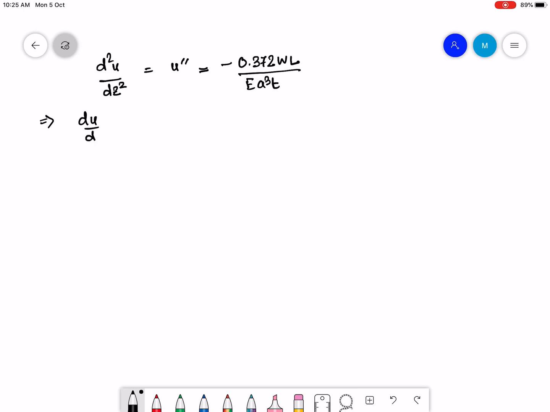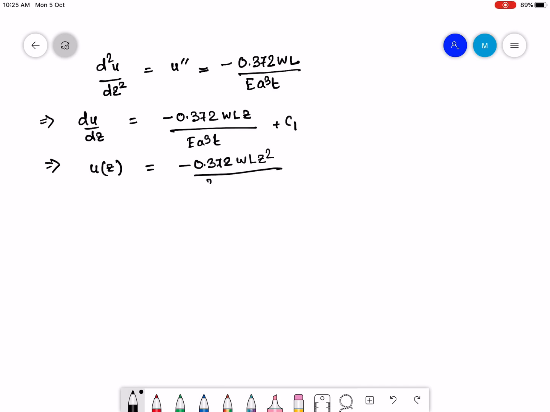So del u by del z is going to be minus 0.372 WL z by E A cube T plus C1. That in turn is going to give me u, which is a function of z, is minus 0.372 WL z square by 2 E A cube T plus C1 z plus C2.